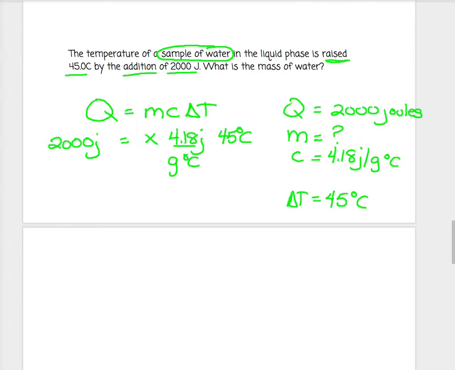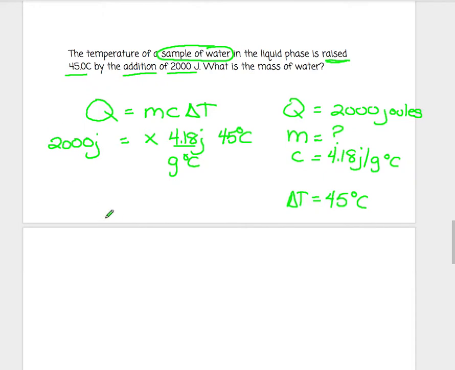Okay, let's do the math. Get a pen. Q equals... Oh, I have Q. Sorry, I got sidetracked. Erase that.